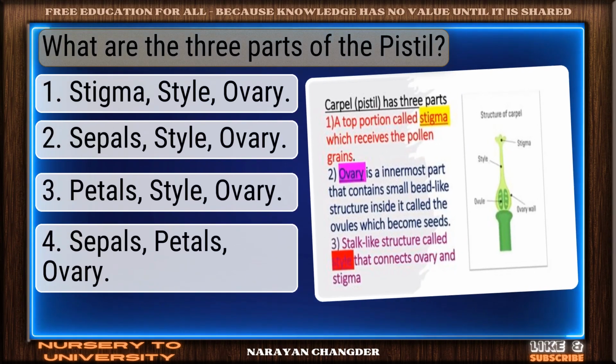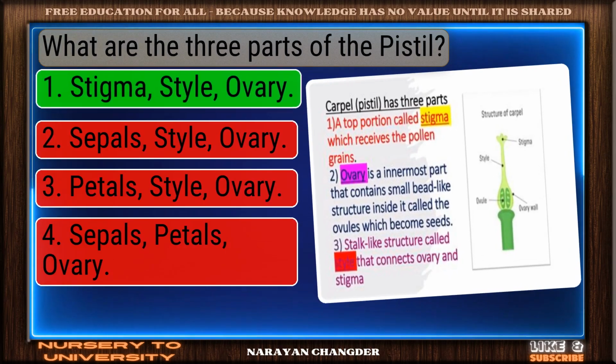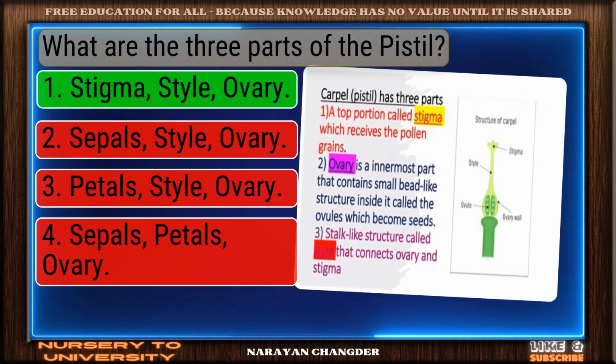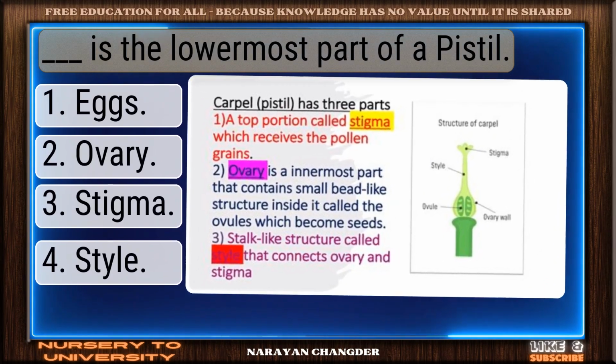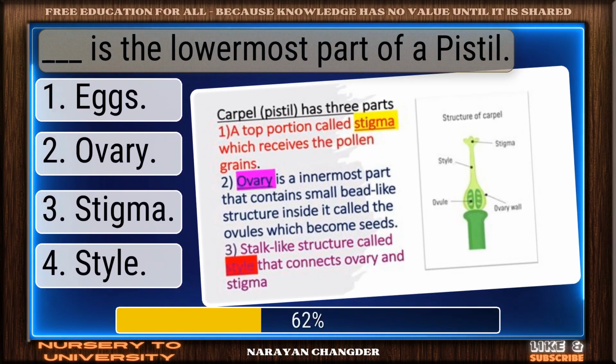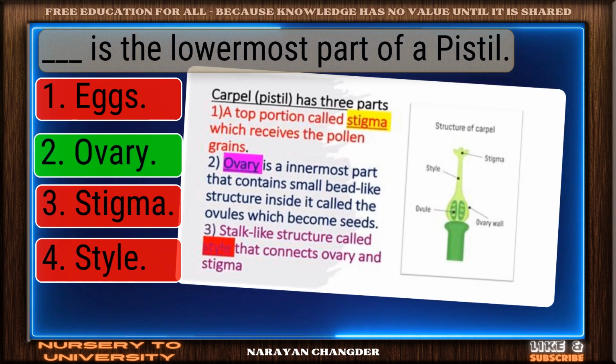What are the 3 parts of the pistil? Right choice. Stigma, style, ovary is the best answer. Dash is the lowermost part of a pistil. Well picked. Ovary is the correct answer.